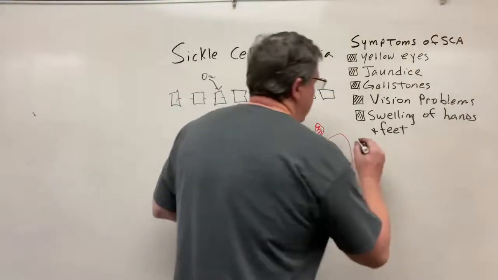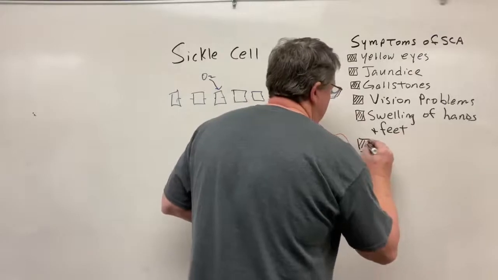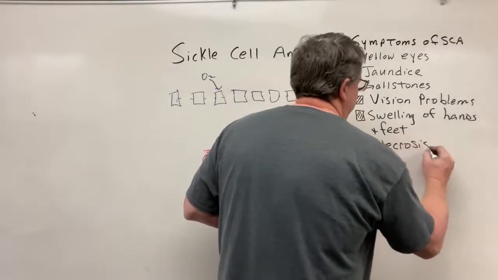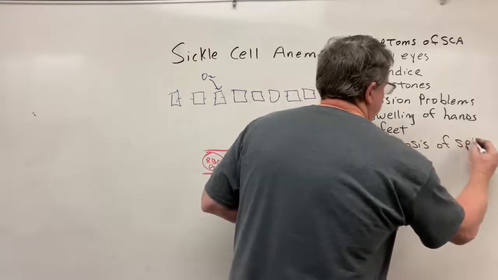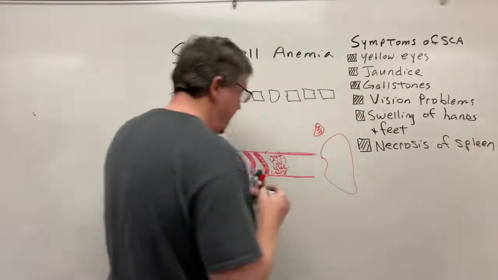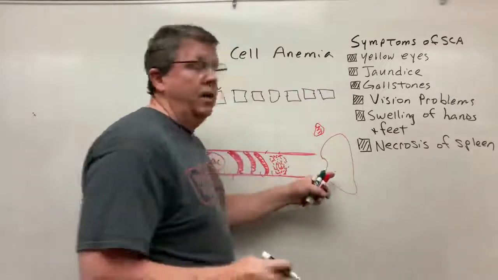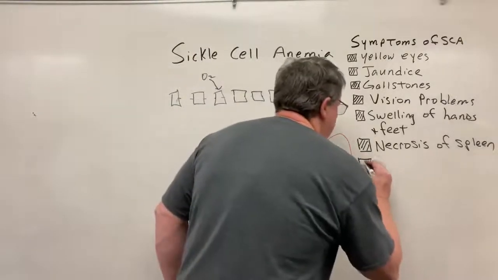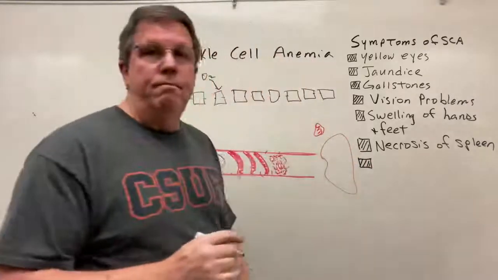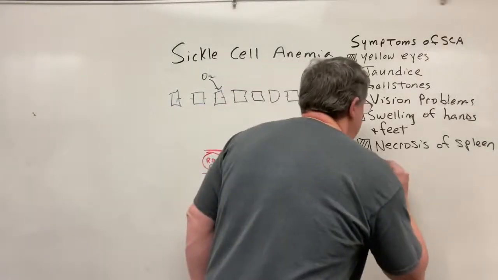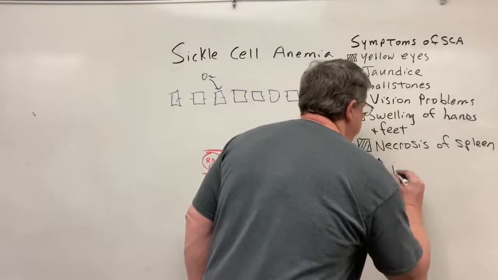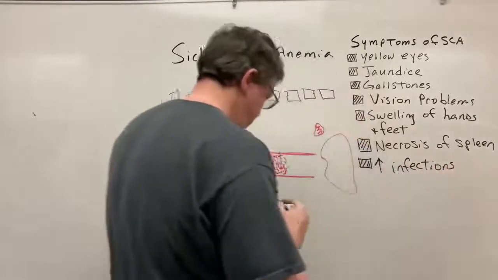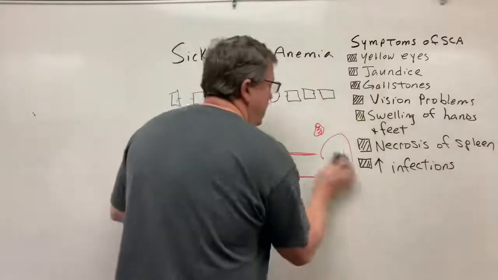So I'm going to say necrosis of the spleen. Now, because the spleen is gone, you're no longer able to fight infections as well. So another thing that occurs in sickle cell anemia is an increase in infections. So you're going to get an increase in infections.